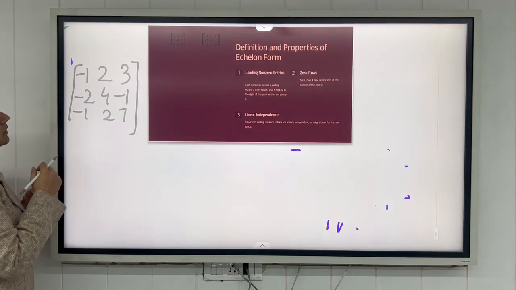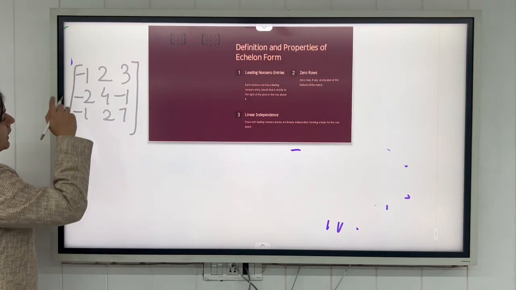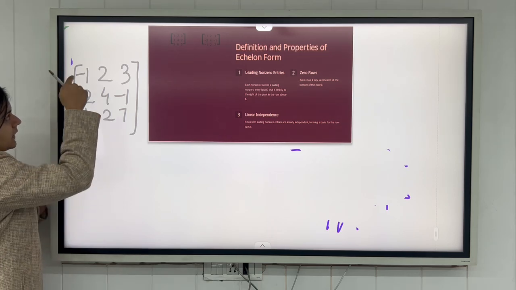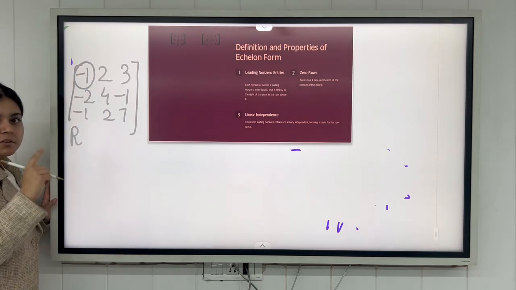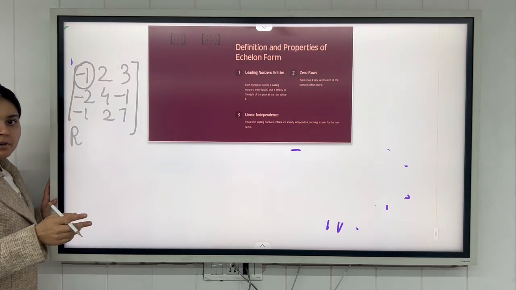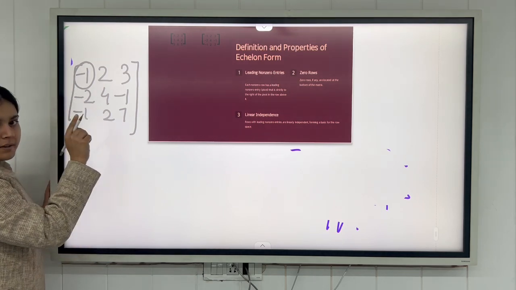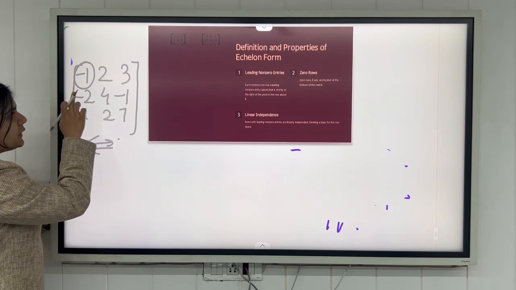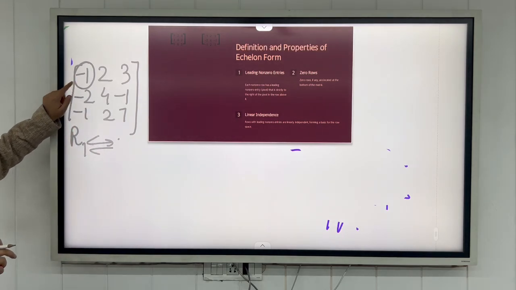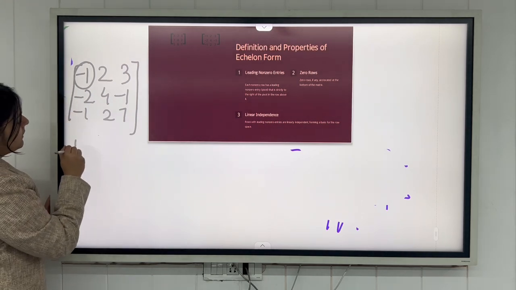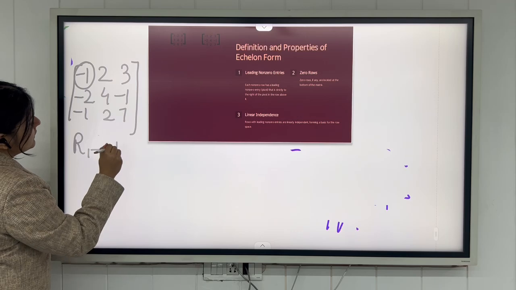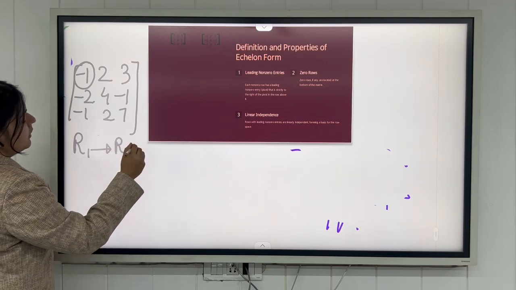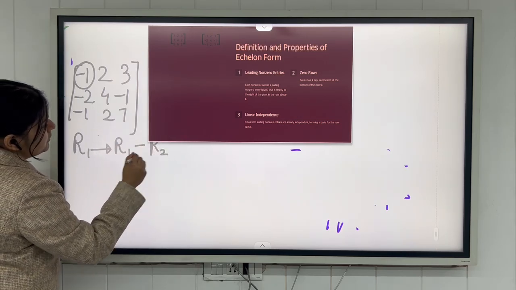What you are going to do is make sure that the first element should be 1. It should be neither negative nor any other positive number. It should always be 1 here. Now when you are saying that the first element should be 1, you have to make that particular element 1. You can do this with the operation R1 implies R1 minus R2, right?